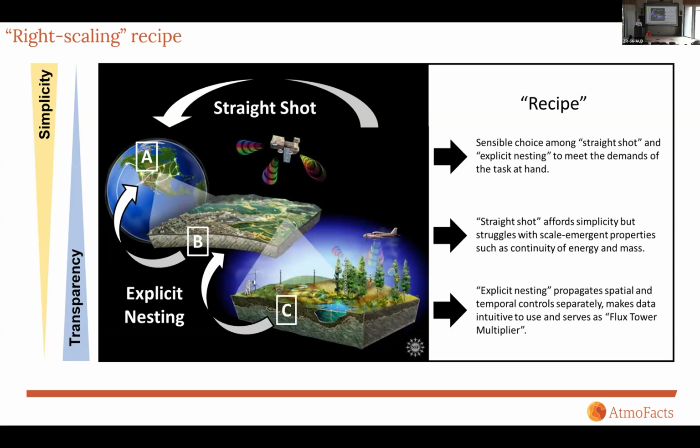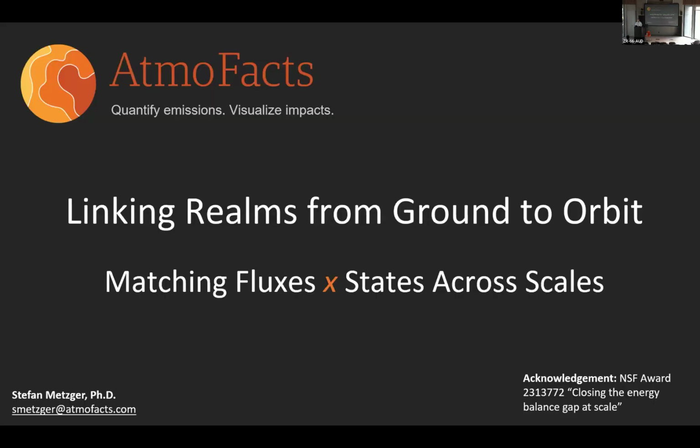So you can half-hourly map, which you can overlay over anything you want. You can overlay it over Google Maps. It's very intuitive. You immediately see where the flux is coming from, so to say, and it serves as a flux tower multiplier. That's all I brought for you today, and I'm happy to talk more in any of the breakouts or after this session. Thank you.